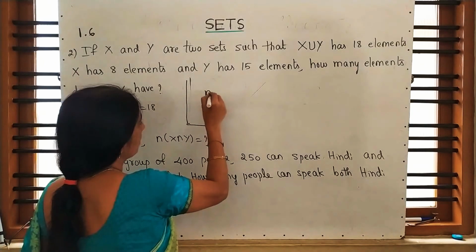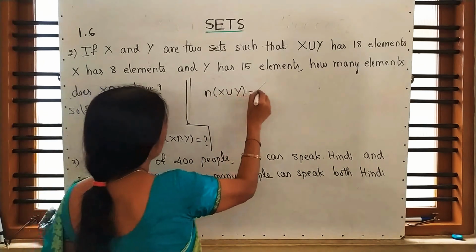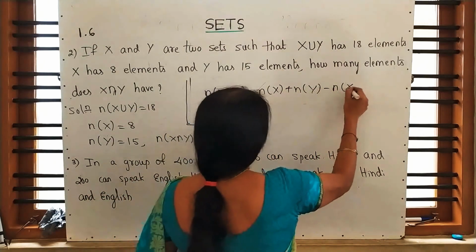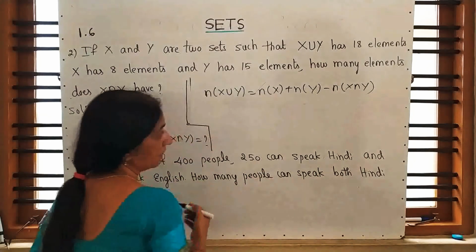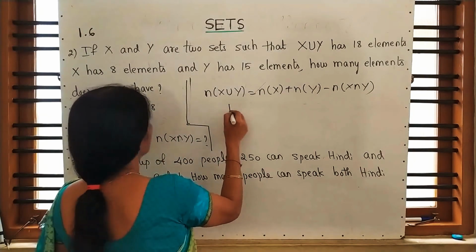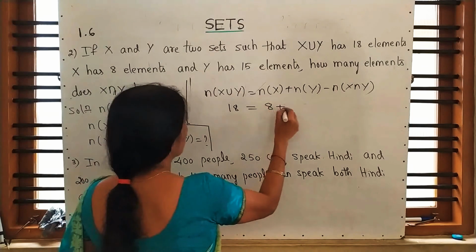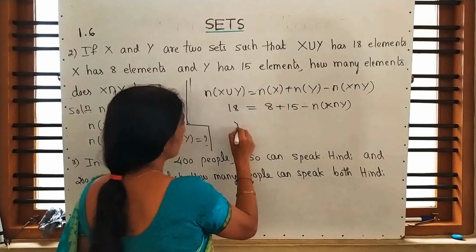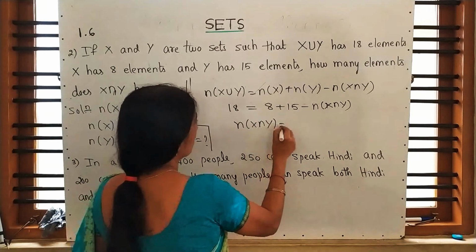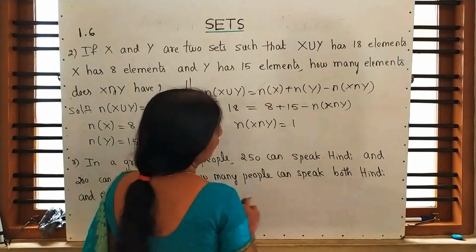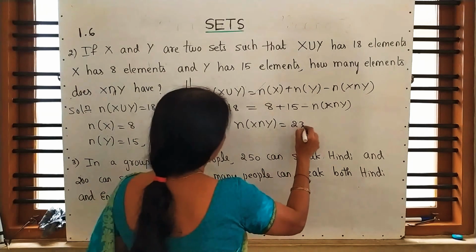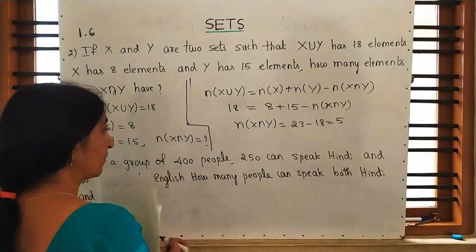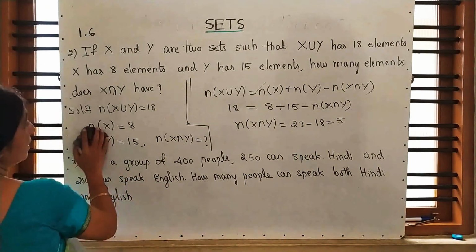The formula is n of X union Y is equal to n of X, that is the number of elements in X, plus the number of elements in Y, minus the number of elements in X intersection Y. This is 18, this is 8, this is 15, and we don't know the intersection. Take the intersection to this side. It is 8 plus 15, that is how much? 23, minus 18. What is your answer? 5 is your answer.